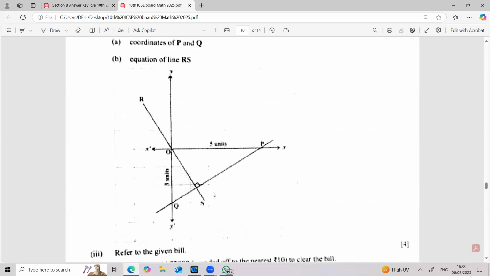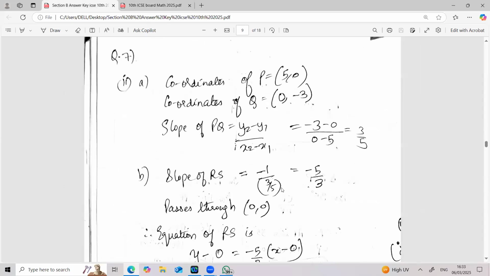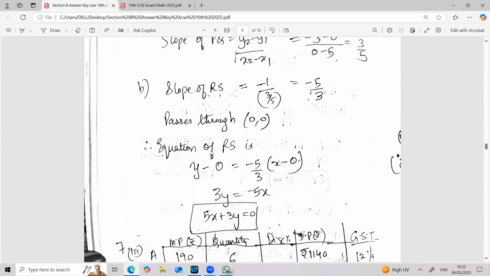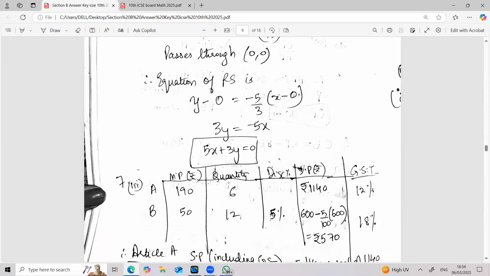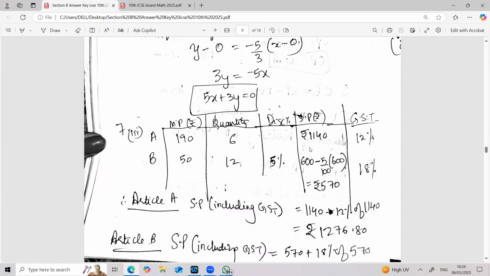Slope of RS, it's a perpendicular line, right? So you'll get the negative reciprocal of 3 by 5. And it seems it passes through the origin. So then for the equation, we are using point slope form: y minus y1 is equal to m into x minus x1. Your final equation should be 5x plus 3y is equal to 0.